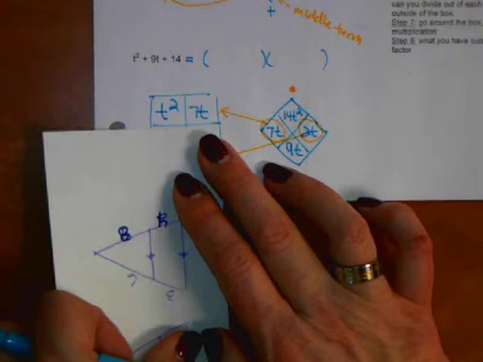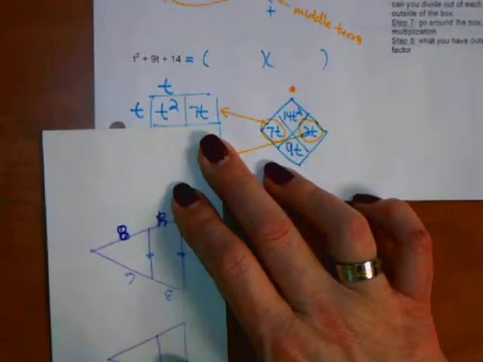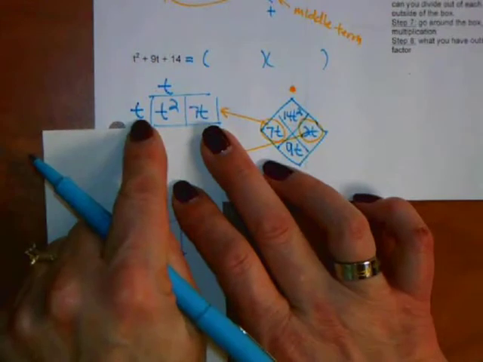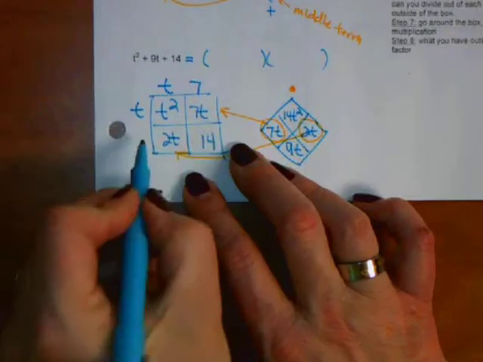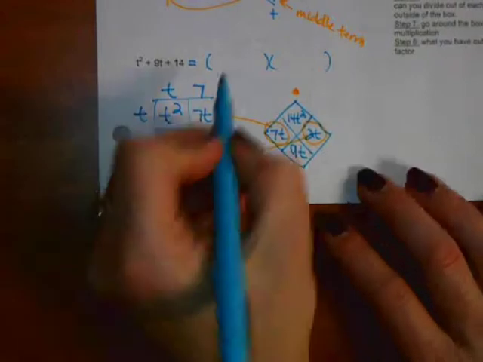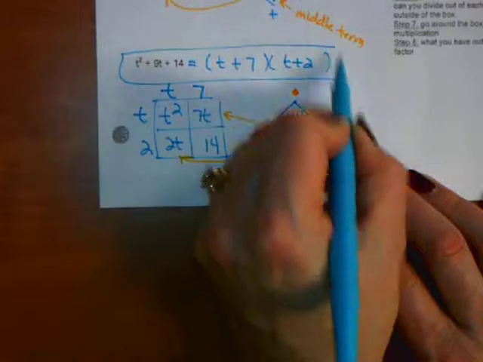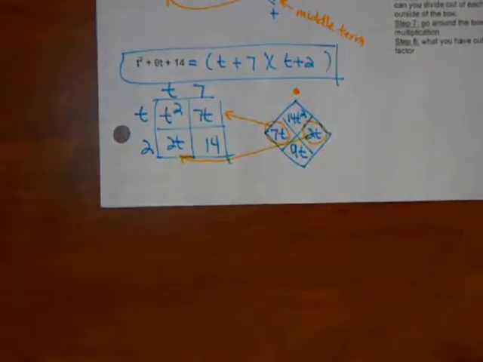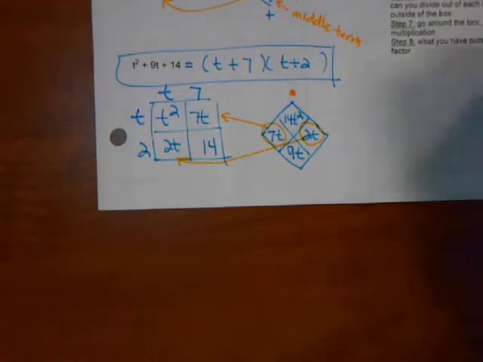Then what do we do? Yeah, your first row. Look at the first row. You could pull out a what? A t and a t. What times t gives you 7t? 7. And then what times t gives you 2t? 2. And you have your factors. And you fill in your binomials here. Isn't that sweet? So this times this equals that.